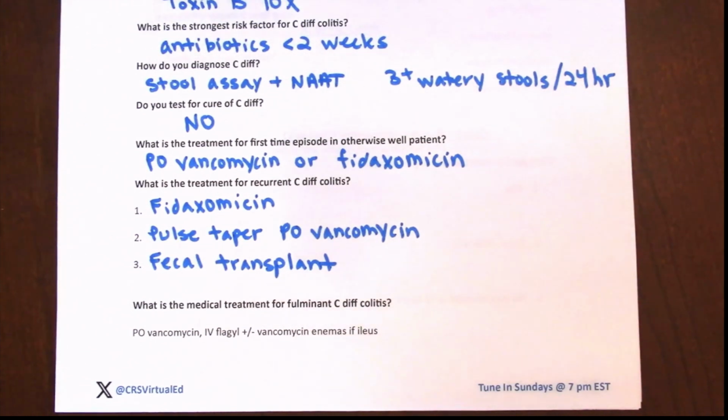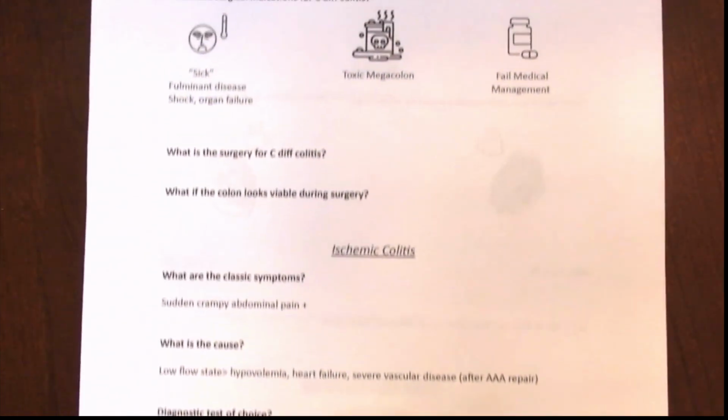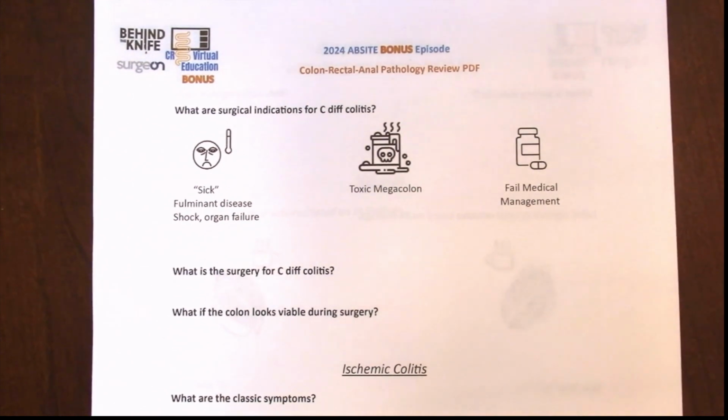That's true. What is the medical treatment for fulminant C. diff colitis? These patients should be started on oral vancomycin with IV flagyl plus or minus vancomycin enema, depending if they also have an ileus from the C. diff colitis. And you're going to get consulted on these patients because they might need surgery. What are the surgical indications for C. diff colitis? The first one is for fulminant C. diff colitis. So these patients are in shock or they are starting to have signs of organ failure. That is an indication for surgery.